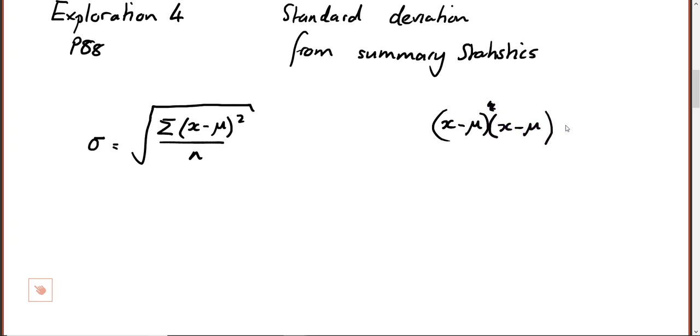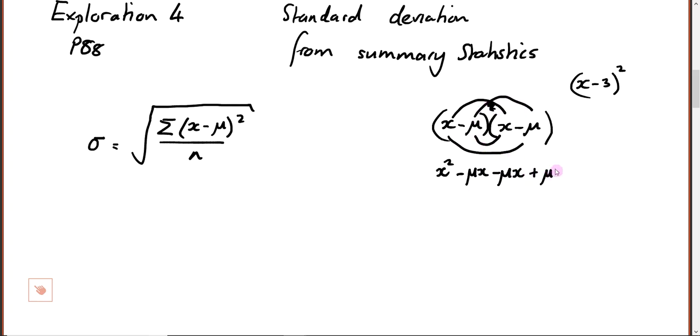2 brackets the same. And it's the same thing as if I was asked to expand a quadratic like that. Okay, which I know you've done. So what we're going to do is we're going to expand this. So we get x times x is x squared, minus mu times x, minus mu times x, plus mu squared, which then becomes x squared minus 2 mu x plus mu squared.